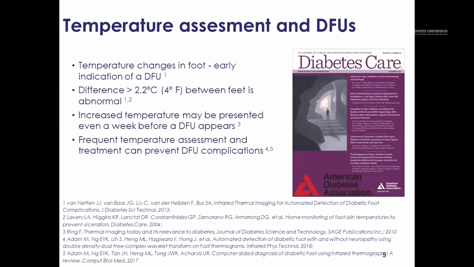In 1997, a well-known American podiatric surgeon and researcher David Armstrong, together with colleagues, determined that temperature changes in the foot can be an early indication of ulcer. Later, it was discovered that a temperature difference of more than 2.2 degrees Celsius between corresponding areas of the feet is abnormal. More importantly, the increased temperature may be present even a week before an ulcer appears, and treatment of these patients can prevent ulcer development.